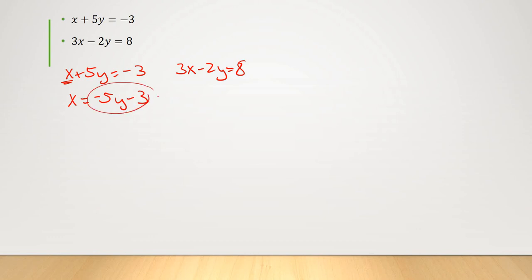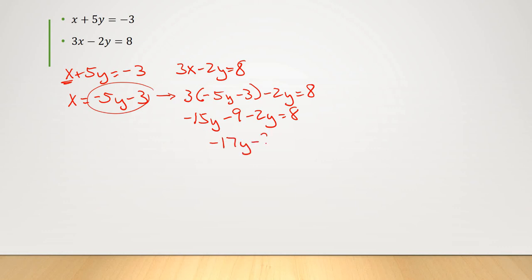Now I'm going to take this expression and bring it over here. This is why I write them side by side, because I can go back and forth. So 3 times, instead of x, I'm going to use my equivalent expression. Write the rest of the equation down. Negative 15y minus 9 minus 2y equals 8. Combining my like terms, adding 9 to both sides, I get y equals negative 1.